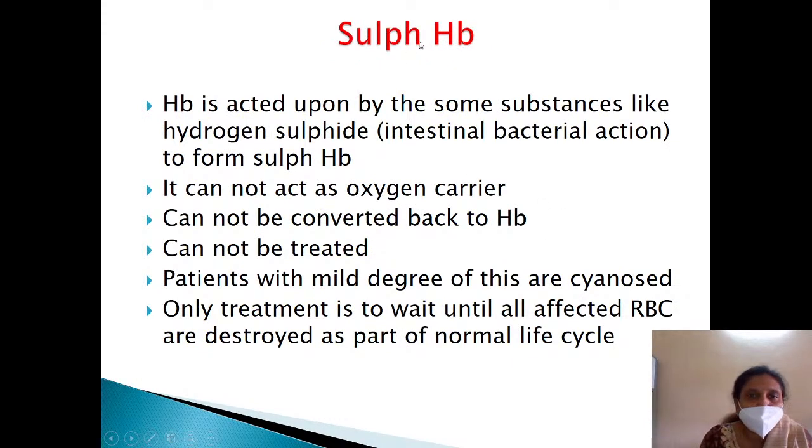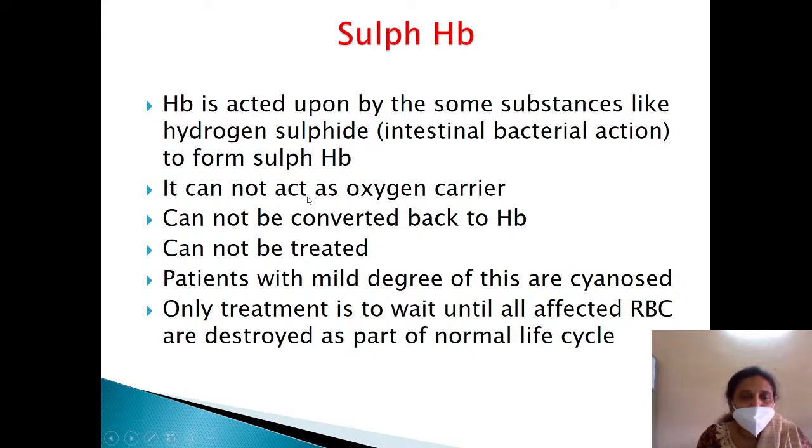The next type of abnormal hemoglobin derivative is sulfhemoglobin. Sulfhemoglobin means hemoglobin along with sulfur. How is this sulfhemoglobin formed? When hemoglobin is acted upon by substances like hydrogen sulfide, which is formed due to intestinal bacterial action, it forms sulfhemoglobin. So the hydrogen sulfide formed by intestinal bacterial action binds with hemoglobin to form sulfhemoglobin.